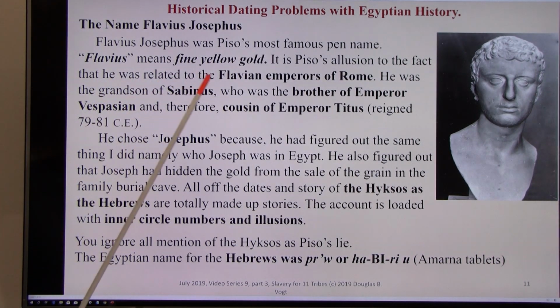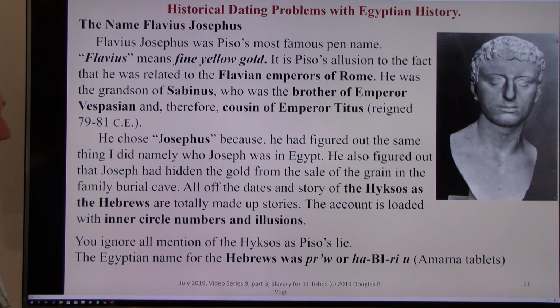Flavius means fine yellow gold. Not kidding on that one. You'll find out why in a second. His Piso is an allusion to the fact that he was related to the Flavian emperors of Rome. He was the grandson of Sabinus, who was the brother of Emperor Vespasian, and therefore cousin to Emperor Titus, the guy who destroyed the temple the first time. I mean, the second temple. Yep. He was all related. It was all in the family.